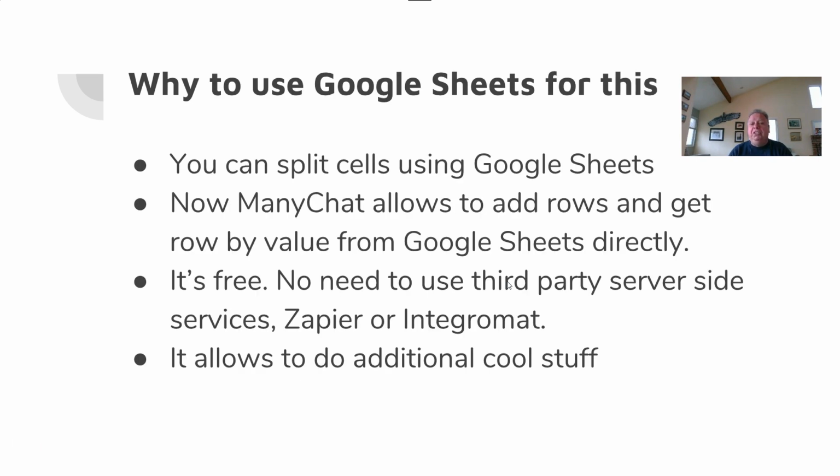And why use Google Sheets for this? Well, you can split cells using Google Sheets. So this is fairly simple to do there. Now ManyChat allows you to add rows and get row by value from Google Sheets directly, so you don't need to use Zapier or Integromat anymore for those kinds of things. So you will save a lot of money.